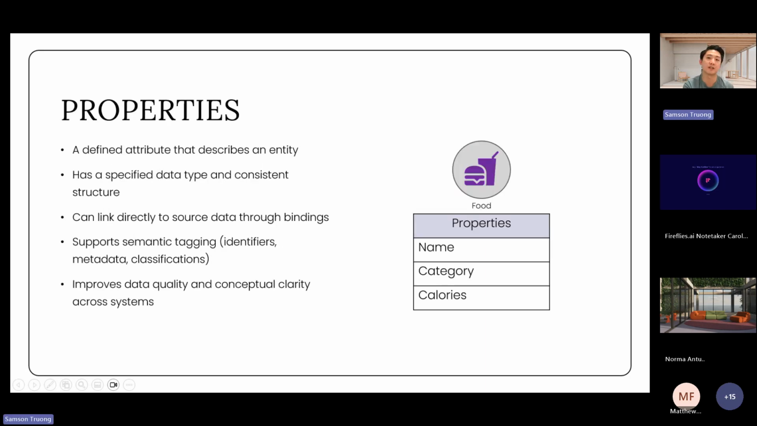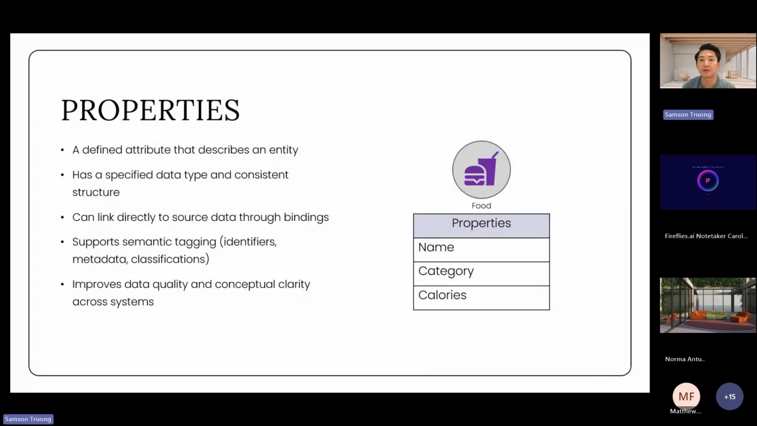And the next core concept of ontology is going to be your properties. So as we're defining entities, each entity is actually going to have a property. And a property is a defined attribute of that entity. So if you think about it, attributes of that entity, they have specific data types and a consistent structure, and they link directly to your data source.